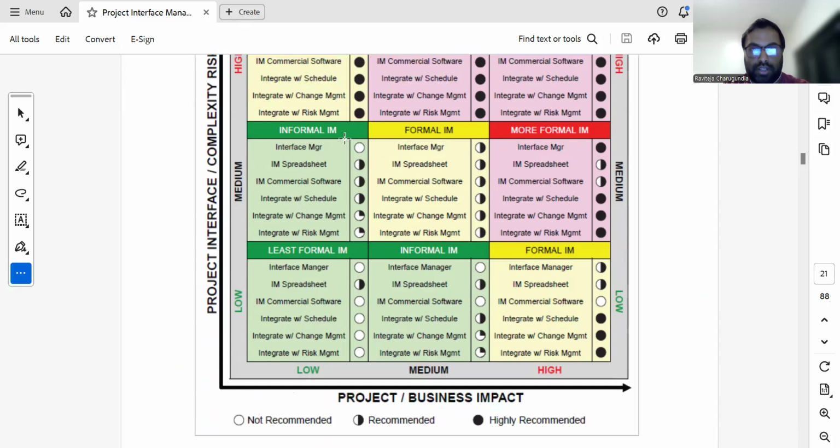So it depends on stage to stage: the informal IM, the formal IM, and the more formal IM. For the informal IM, the interface manager is not required, but we require the interface spreadsheet and the commercial software. In the formal IM, the interface manager is recommended and the spreadsheet is recommended, depending on how mature the interface management is, stage by stage.